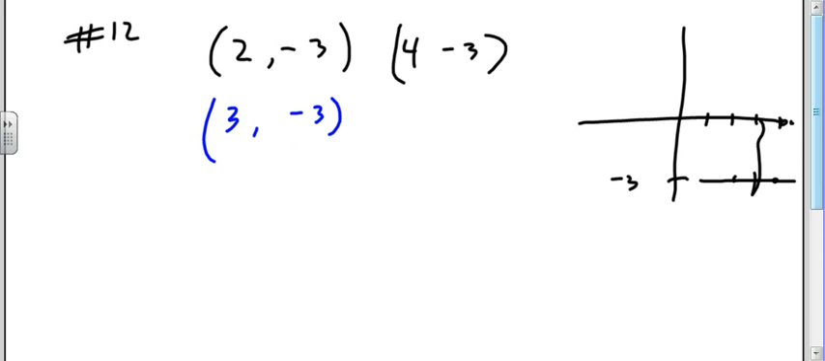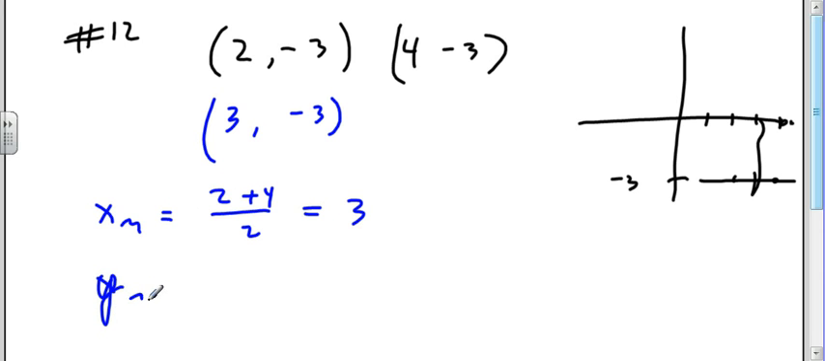All right, now we'll do the math. The midpoint of the x guy, 2 plus 4 divided by 2. Wow, that's 3. I don't believe it. And the midpoint of the y guy, minus 3 plus minus 3 divided by 2 is minus 3. Wow. I don't believe the math works again.